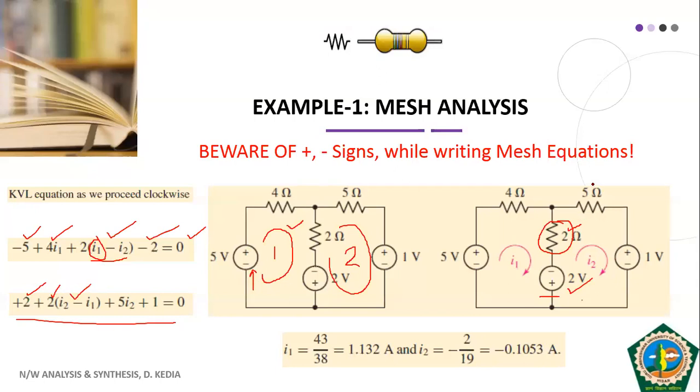Then in this 5 ohm resistance, only I2 is there. Then this +1 volt. So it comes out to be +2(I2 minus I1) plus 5 I2 plus 1 equal to 0. So we have two variables and two equations. You can easily calculate the values of I1 and I2. Is this thing clear?